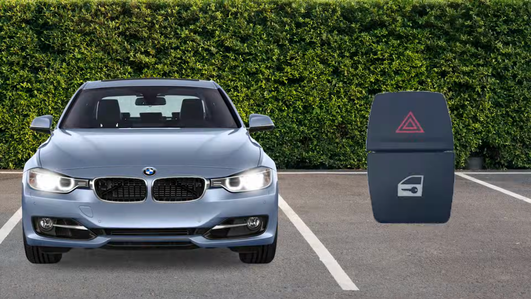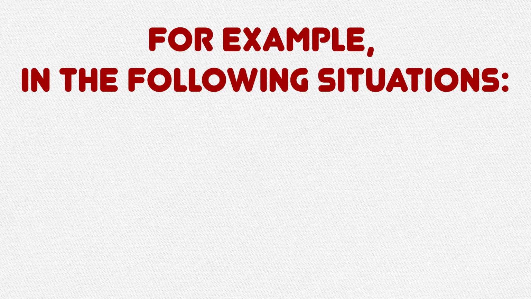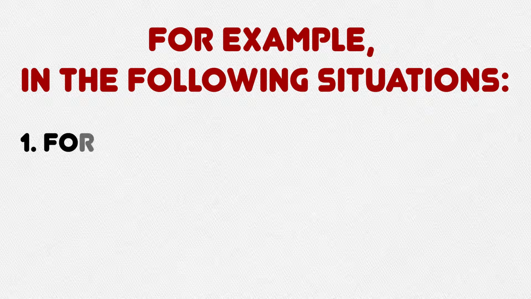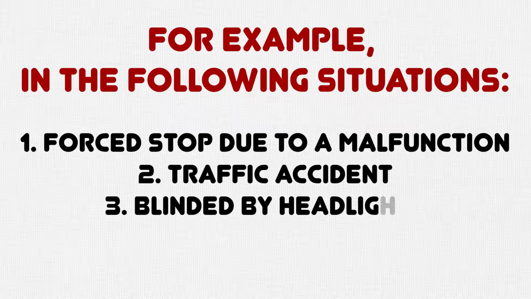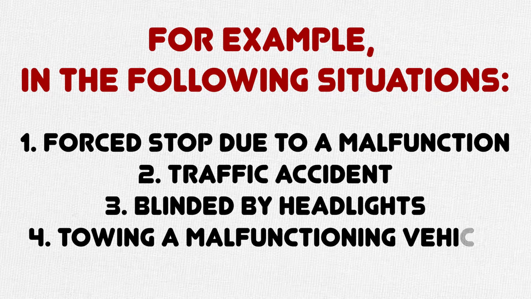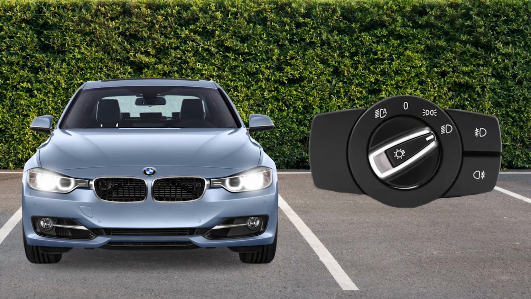The red hazard button, usually located on the dashboard, turns on all turn signals at once. It is used to warn other road users of a potential hazard or unpredictable situation, increasing road safety. For example, in the following situations: forced stop due to a malfunction, traffic accident, blinded by headlights, towing a malfunctioning vehicle.